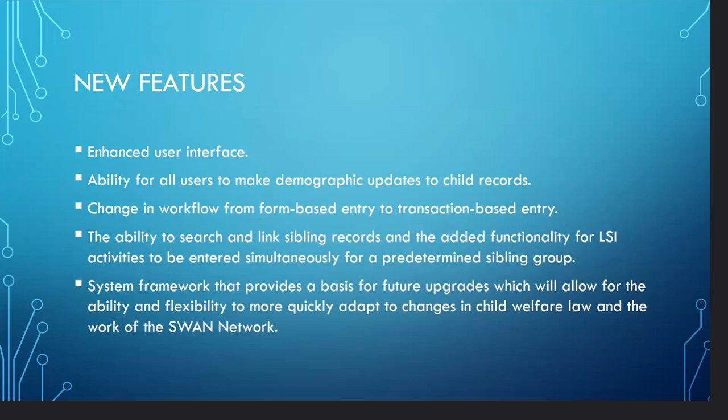Some of the new features of SWAN Portal version 3 are an enhanced user interface, the ability for all users to make demographic updates to child records, a change in workflow from a form-based system of entry to a transaction-based system of entry, the ability to search and link sibling records, and the added functionality for LSI activities to be entered simultaneously for a predetermined sibling group.